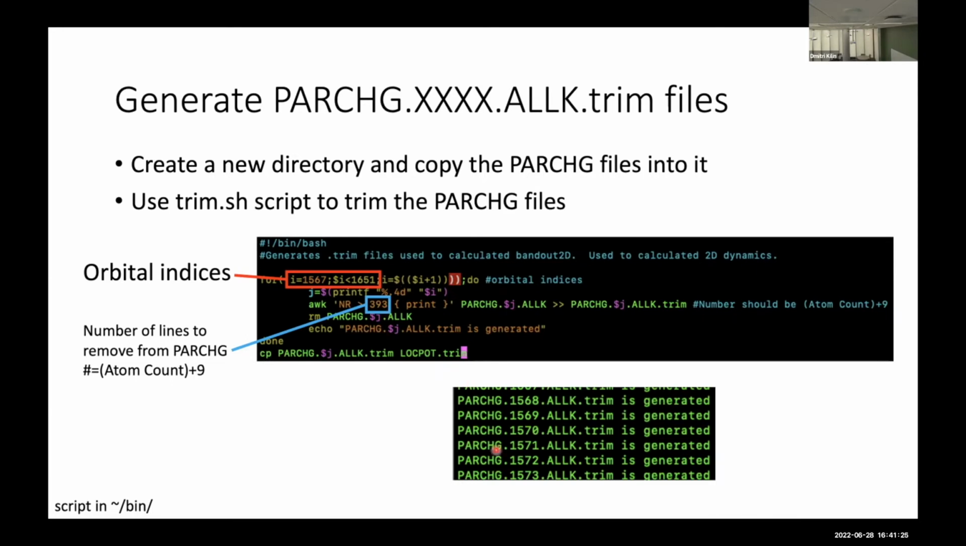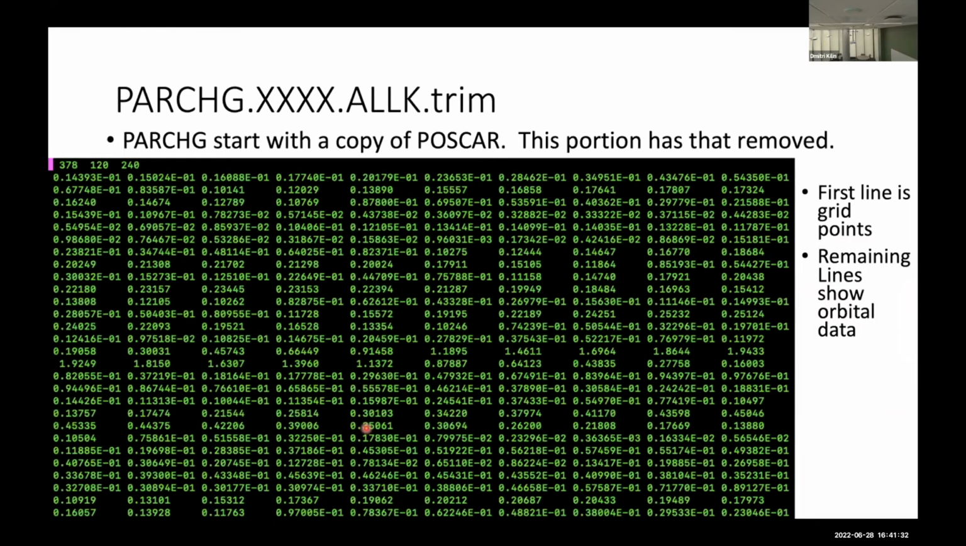When you run the script, it will give you this string here telling you that it's working. Then if you open one of the .trim files, this is what it should look like. You start out with this line with 3 numbers. Those are grid points that we're going to use. And then everything after that is the orbital data for that band. If you were to open just the plain part charge, you would see a copy of the postcard above this. That's what we deleted with the script on the previous slide.